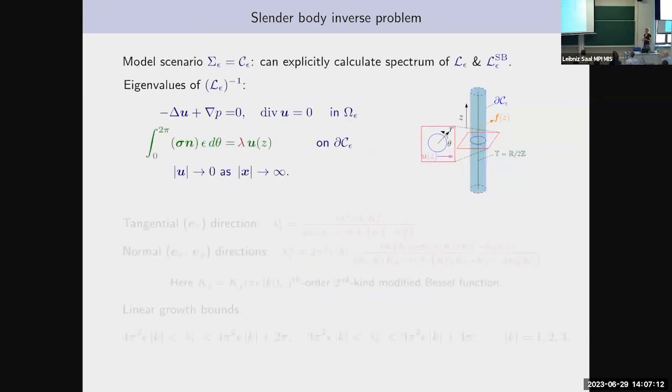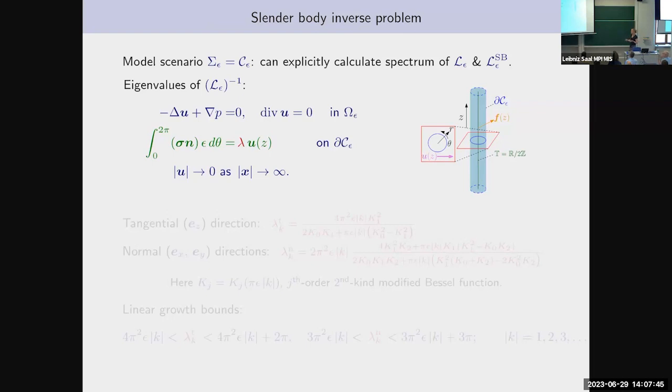And in order to go into a little bit more detail, I just want to consider a model scenario first of all, where we're going to take a very important model geometry of a straight but periodic filament, right? So we have a straight filament, but with periodic boundary conditions at the end, periodic ends. All right, and the reason why this geometry is so nice is that we can actually explicitly calculate the spectrum of both the PDE operator and slender body theory.